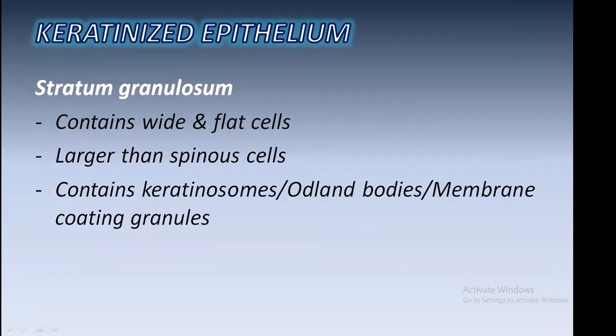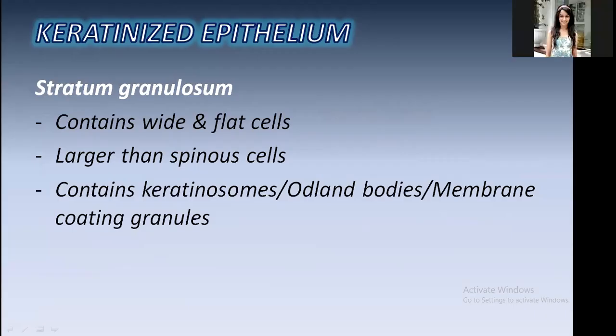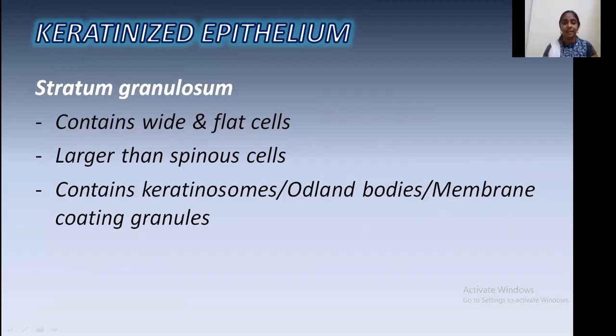Next layer, third layer. Stratum basale is the first and lowermost layer. Stratum spinosum is the second layer. Moving on to the third layer, stratum granulosum. It contains wide and flat cells, and the stratum granulosum cells are larger than the spinosum cells.